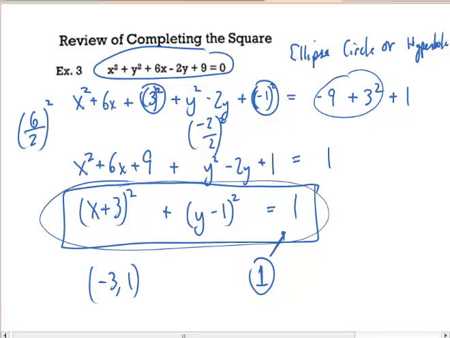I hope this review of completing the squares helped you understand why we use it to figure out what our conic equations are in standard form.